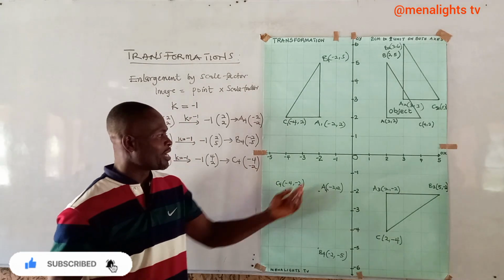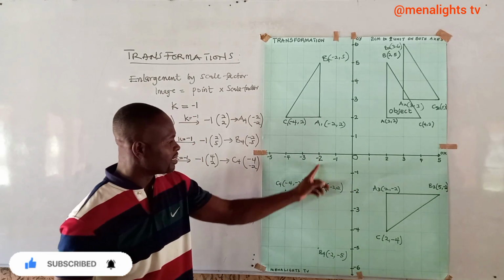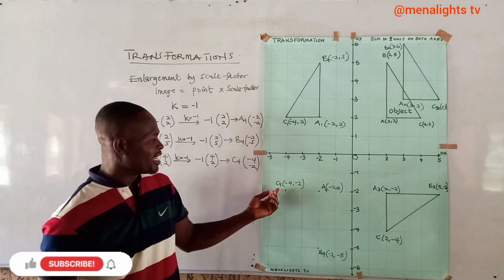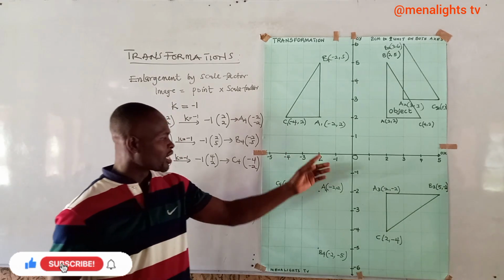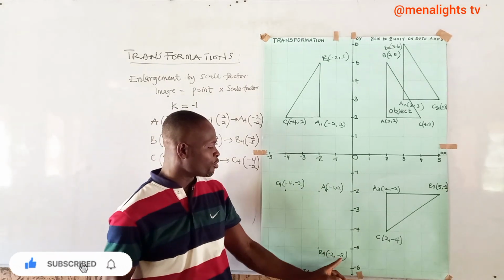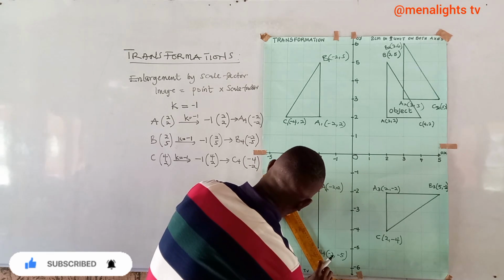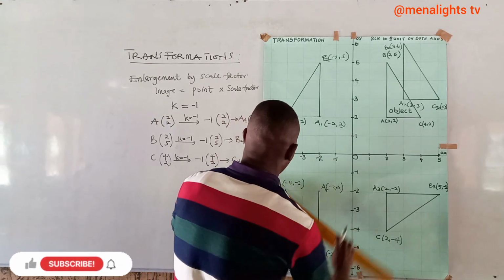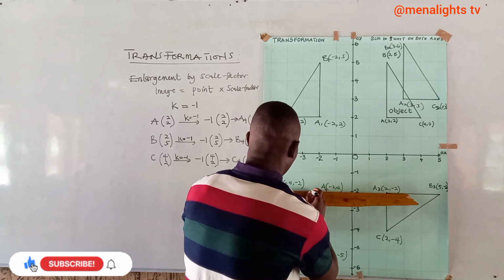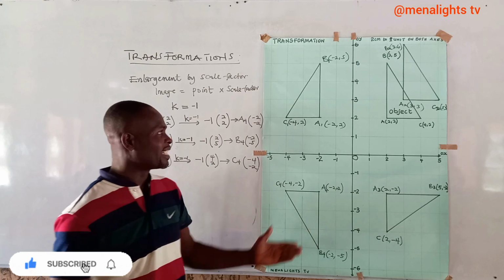As you can see, we have our A at negative 2, negative 2. This is where they are meeting, the meeting point there. And then the C at negative 4, negative 2, they are meeting here. Then our B, which is negative 2, negative 5. This is the enlargement by the scale factor negative 1.